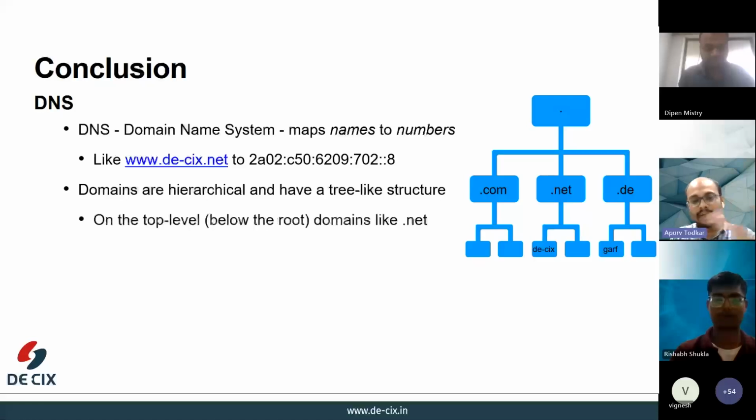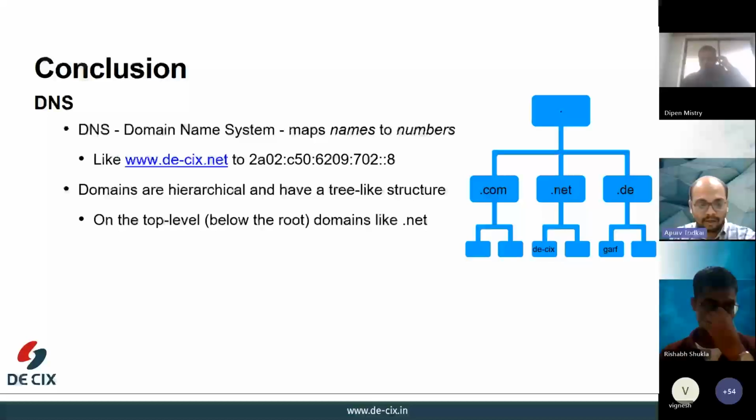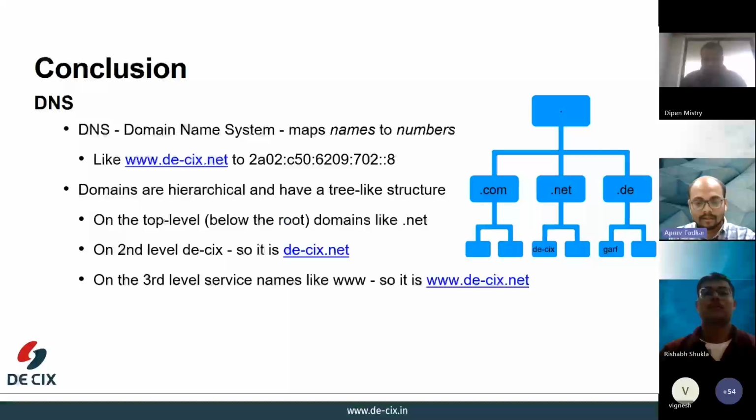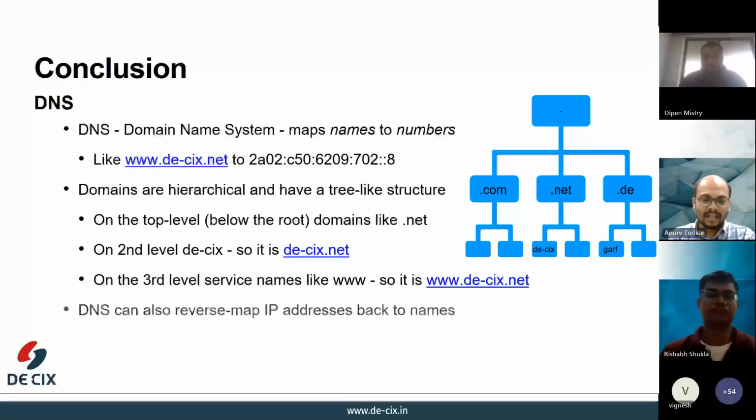Then the domain names are hierarchical, like a tree-like structure, wherein the top level domain root domains are .net, .com, ARPA, edu, and all of them. Then the second level domains are dkix.net and the other .net domains. And the third level hierarchical structures are the websites and the host names that belong to your domains.